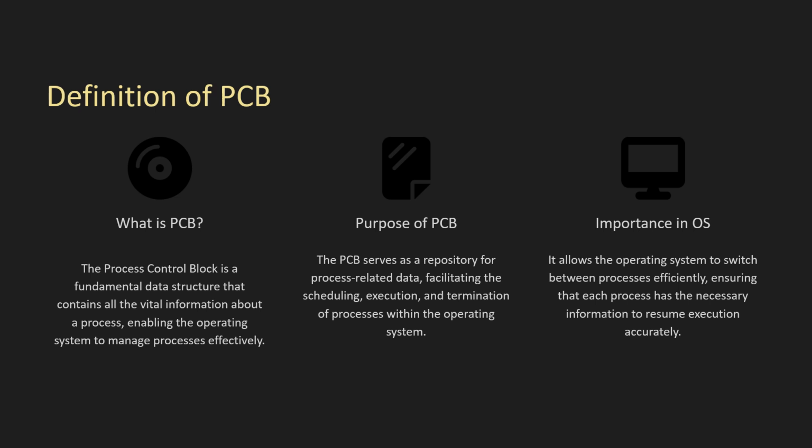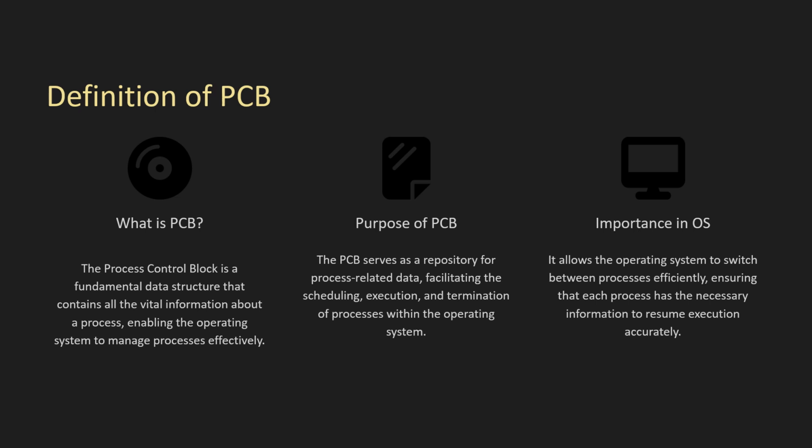Definition of PCB. What is a process control block? The process control block is a fundamental data structure that contains all the vital information about a process, enabling the operating system to manage processes effectively. To manage all these processes efficiently, the operating system needs a way to keep track of them. That's where the process control block comes in.